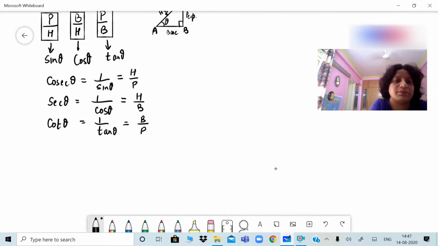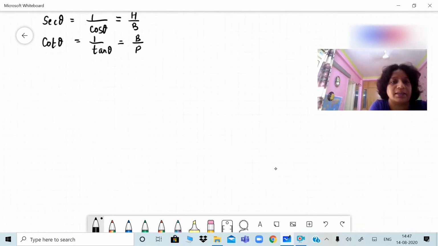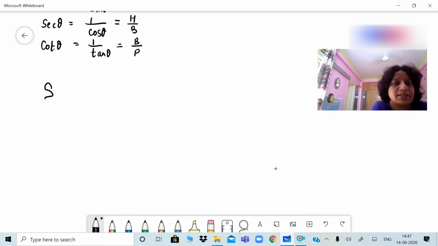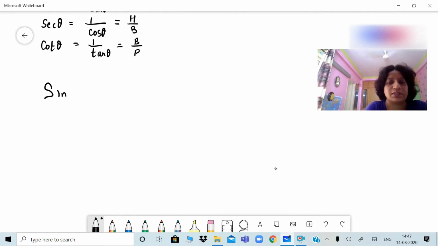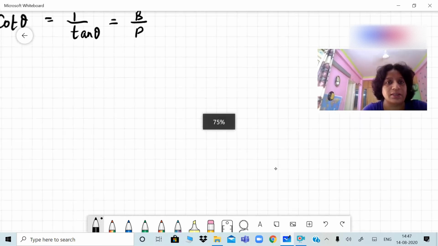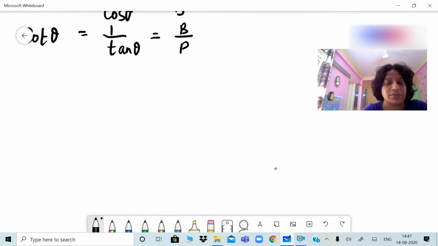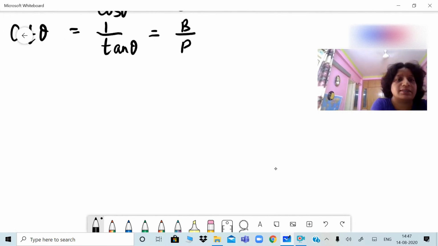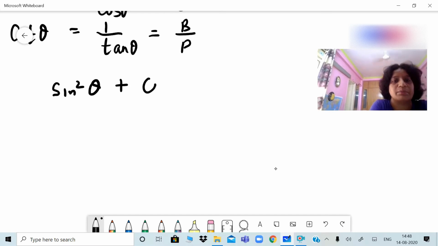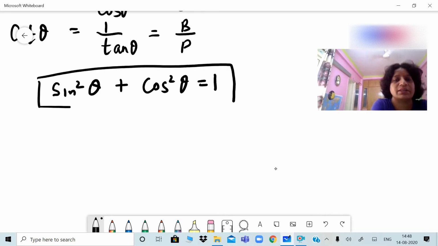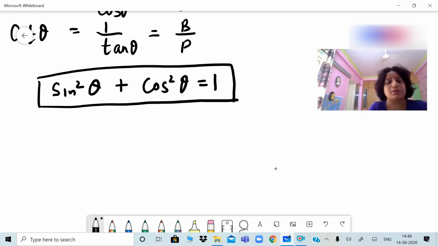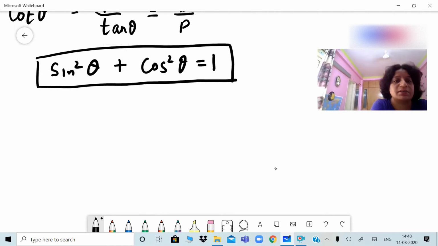After that we will have identities in trigonometry. I will tell you how to make those identities. The first identity is sine square theta plus cos square theta is equal to 1. You just remember one identity and we will make the rest of the identities from this only. If this is your first identity, now let's make the second one.